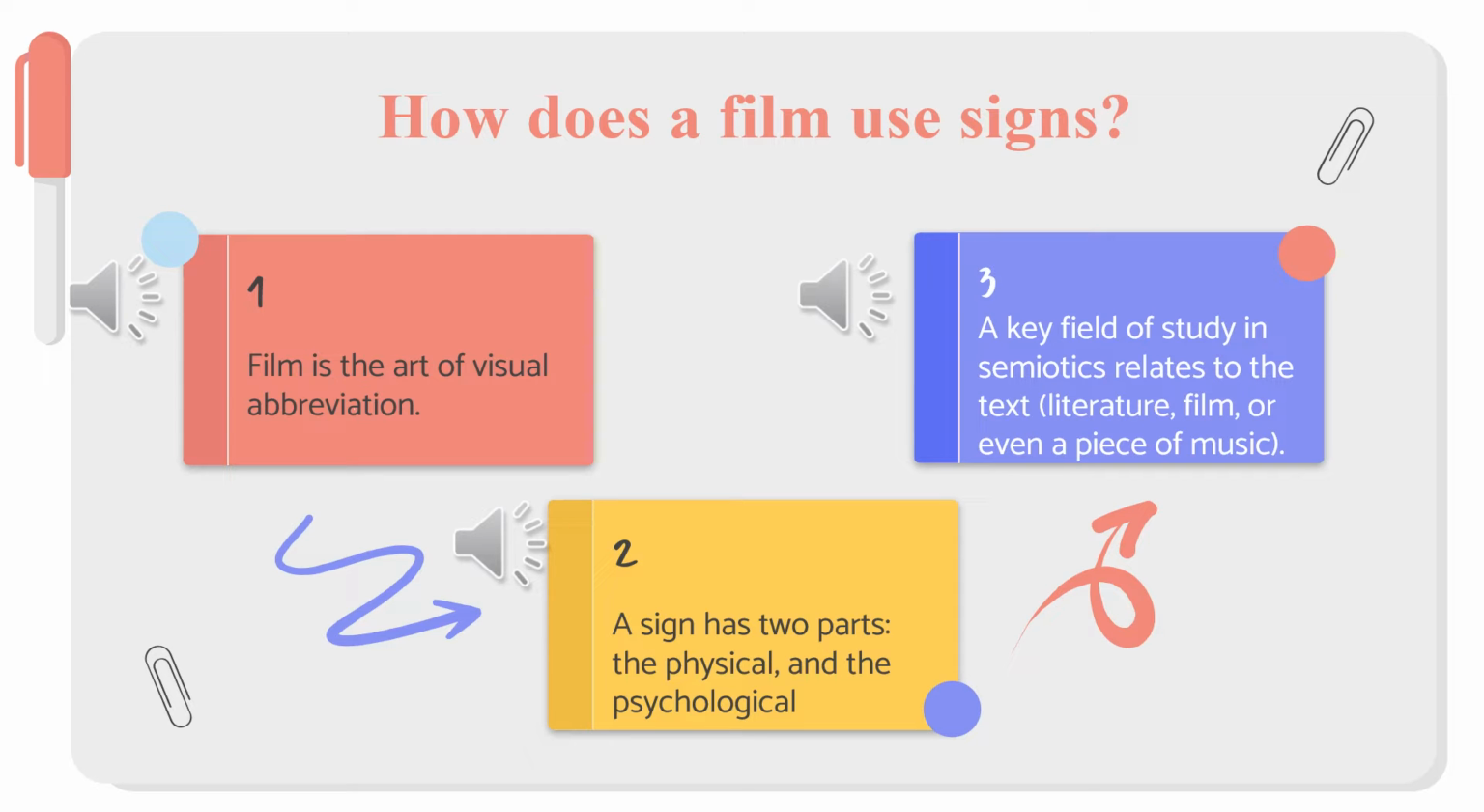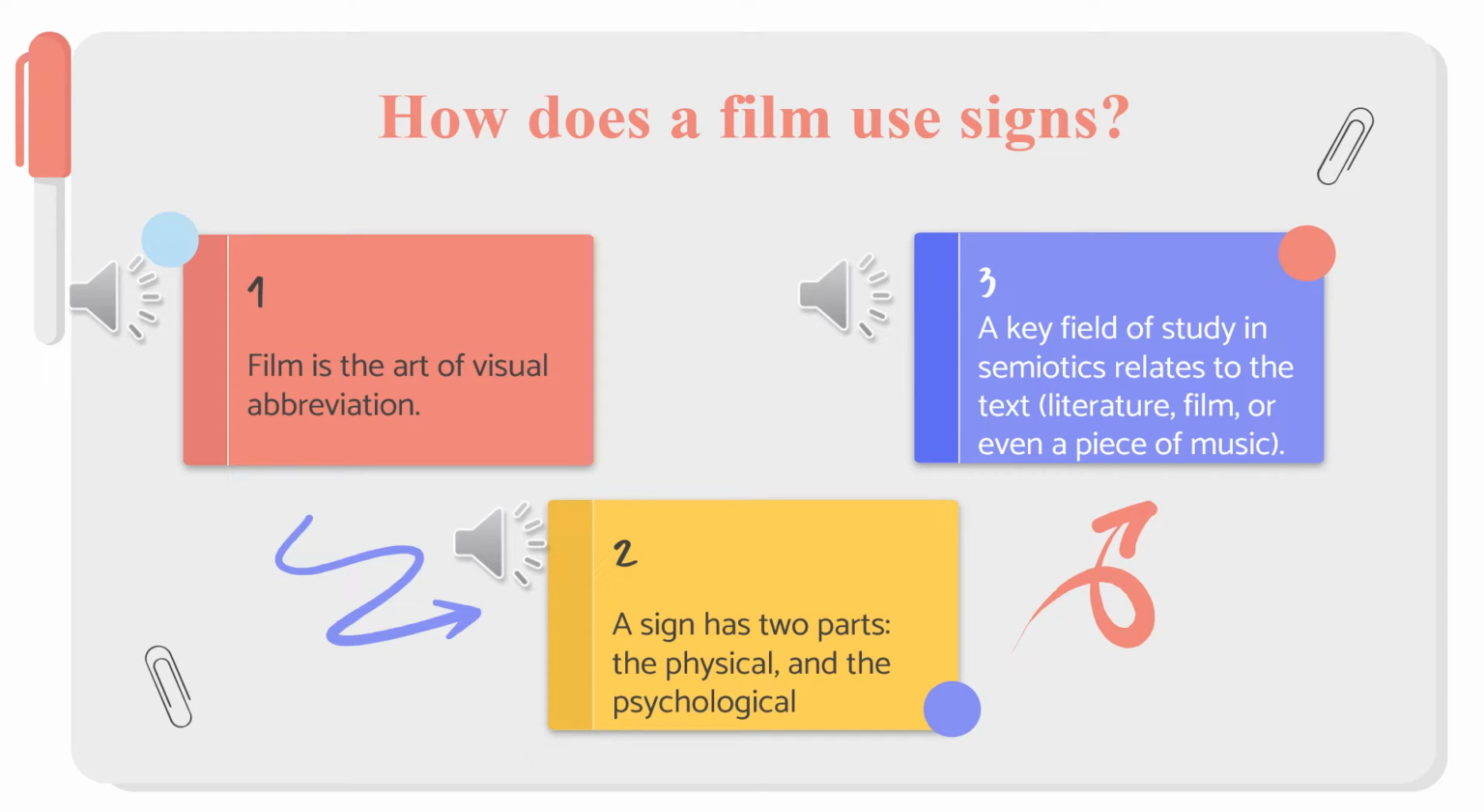Film is the art of visual abbreviation. Cinema is synesthetic as it arouses the senses. Roland Barthes, the French semiotician, states in Mythologies that trivial aspects of everyday life can be filled with meaning, and this includes even a character's hairstyle.